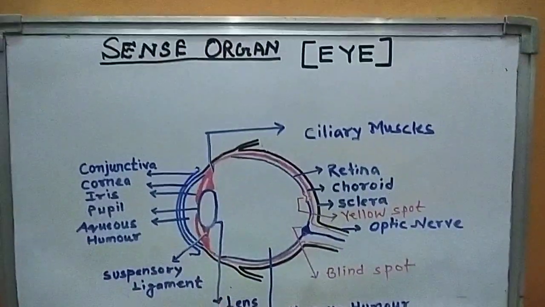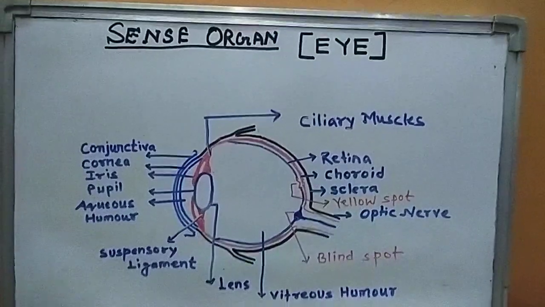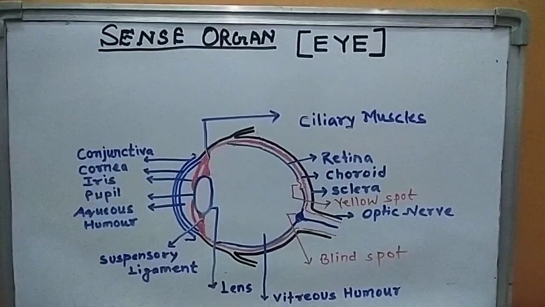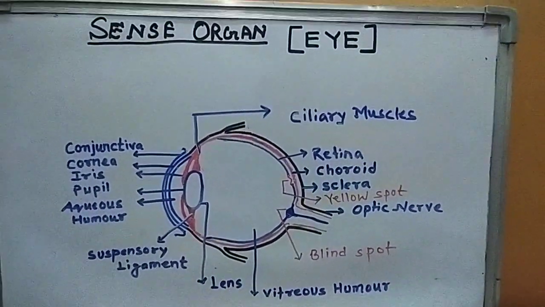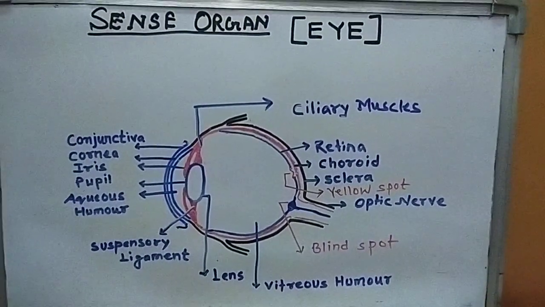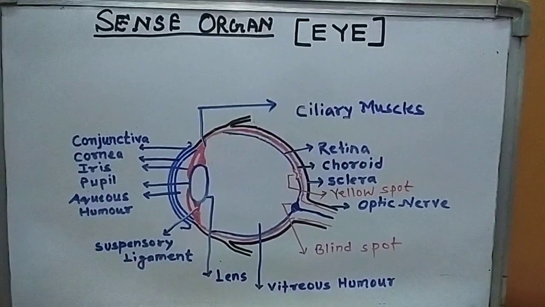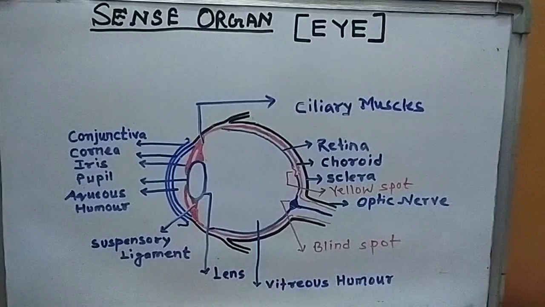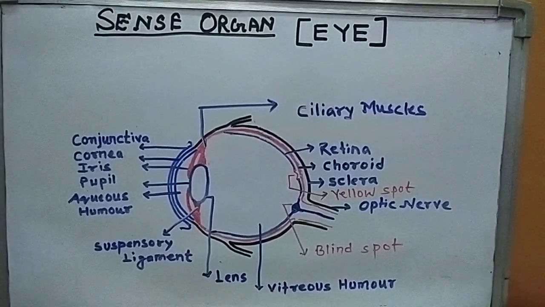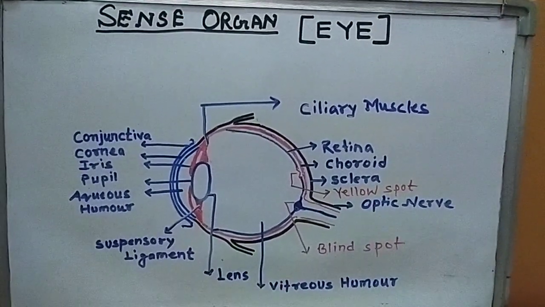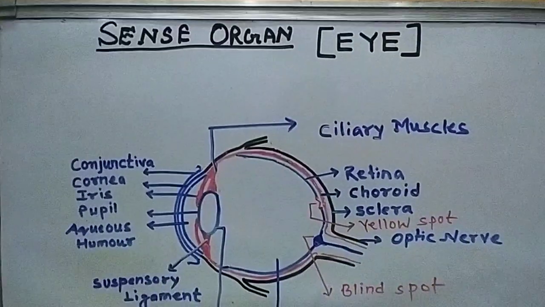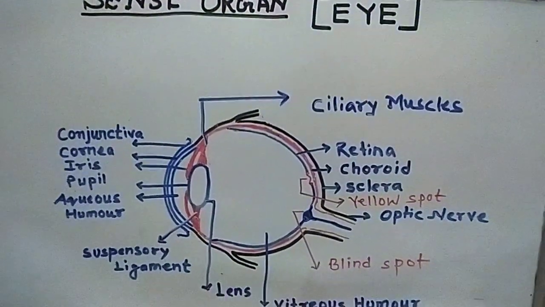The outermost, you can see, is the sclera, the sclerotic layer, and then the choroid, and then the innermost retina, which is the sensitive layer of the eye. Now, the sclera is very tough, made of fibrous tissue, white in color, and continues in front of the eye. It is visible through the structure called the conjunctiva, which is the finest membranous covering of the eye.